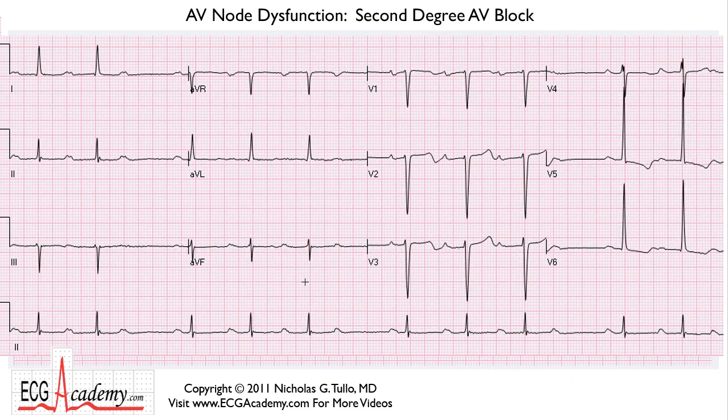Okay, here's an example of type 1 second degree AV block. Remember, in type 1, the PR interval gets longer before a P wave fails to conduct. Now, where do you even start with this ECG?